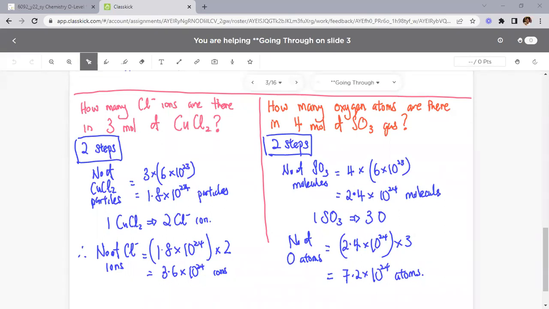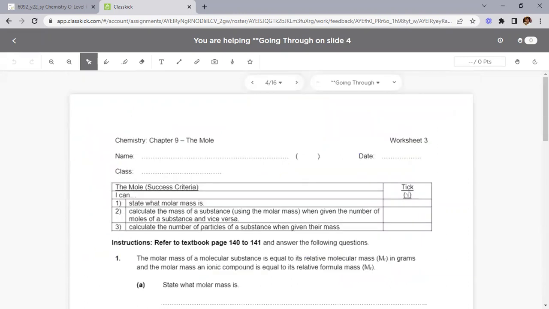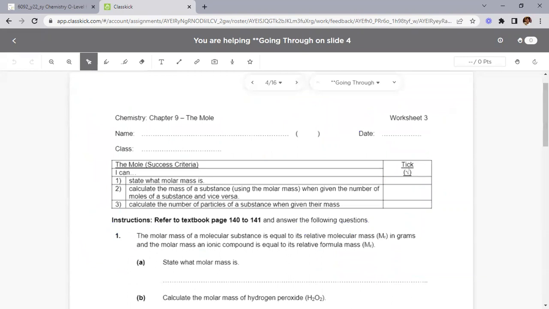So let's start. Currently what we have done is we have learned how to calculate MR. We have learned how to calculate the mole of a substance. We learned how to calculate how many atoms there are and stuff like this. So for today, we're going to look at this concept called the molar mass.